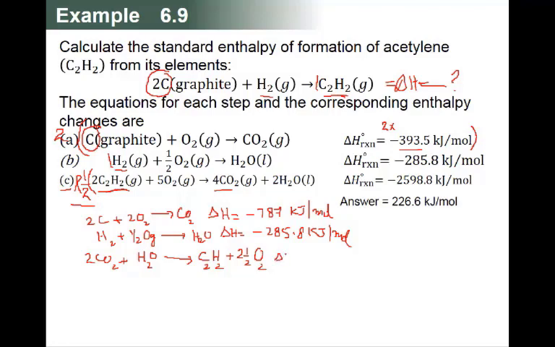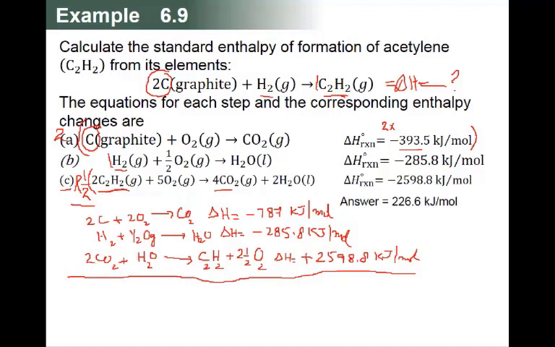And delta H also we have to reverse. Reverse means it will become positive, and then divide by 2, it will be equal to 2598.8 kilojoule per mole. Now you can make the total, delta H1 plus delta H2 plus delta H3, because you balance all the things. So this is a hit and trial method.